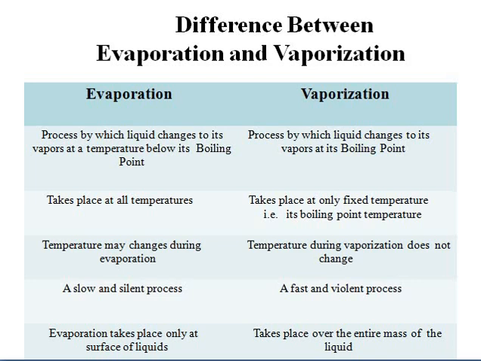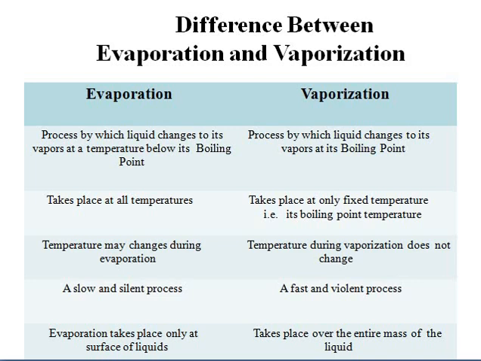The second difference is that evaporation takes place at all temperatures, but vaporization can take place only at the boiling temperature. Next, temperature may change during evaporation. We can increase or decrease the temperature, but in vaporization we cannot change the temperature because it will occur only at the boiling temperature. Next difference is that evaporation is a slow and silent process, while vaporization is a fast process. Why do we call it slow and silent? Because here we are providing a lower temperature, below the boiling point, that's why it is a slow process.